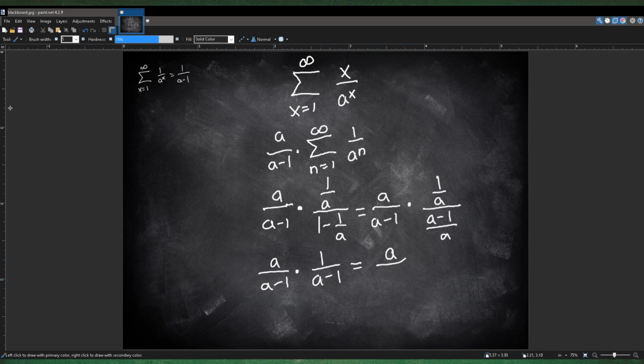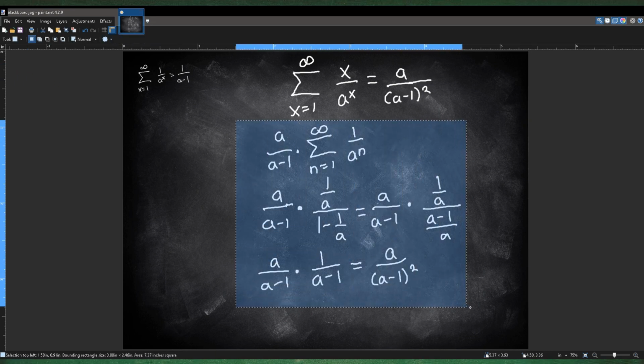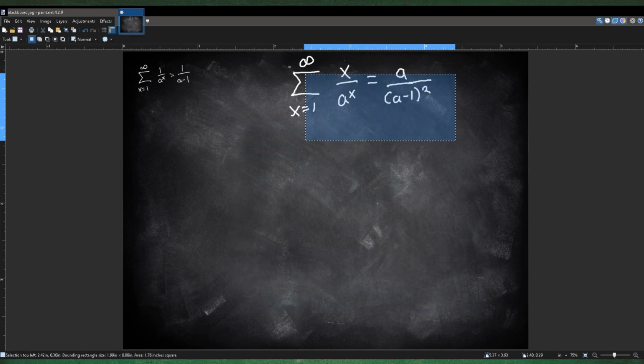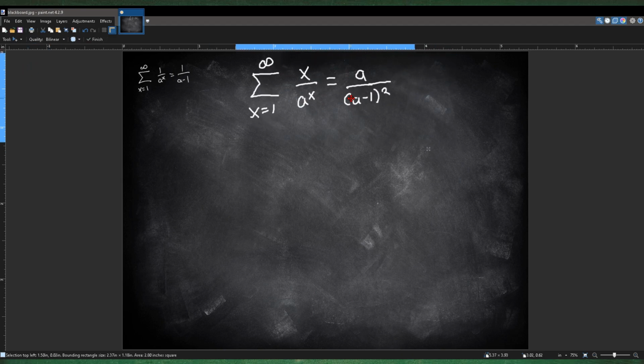A times 1 is a, and a minus 1 times a minus 1 is just a minus 1 squared. Okay, so that tells us that the summation from 1 to infinity of x over a to the x is just a divided by a minus 1 squared. And that is our formula for when we have a linear divided by an exponential. And you could test if this works using a calculator. You use some rough estimations.